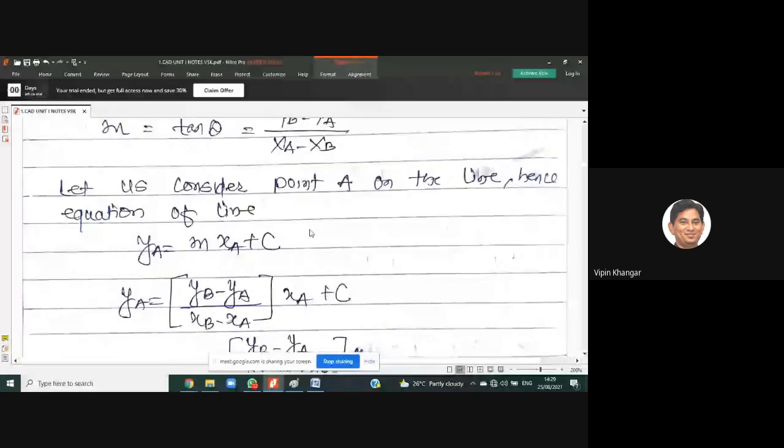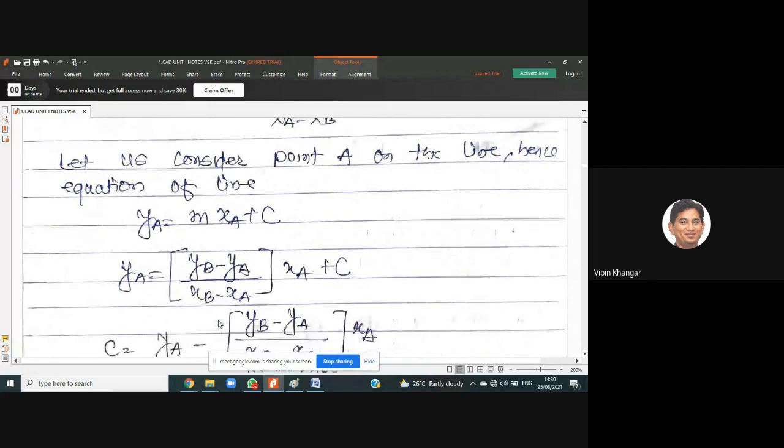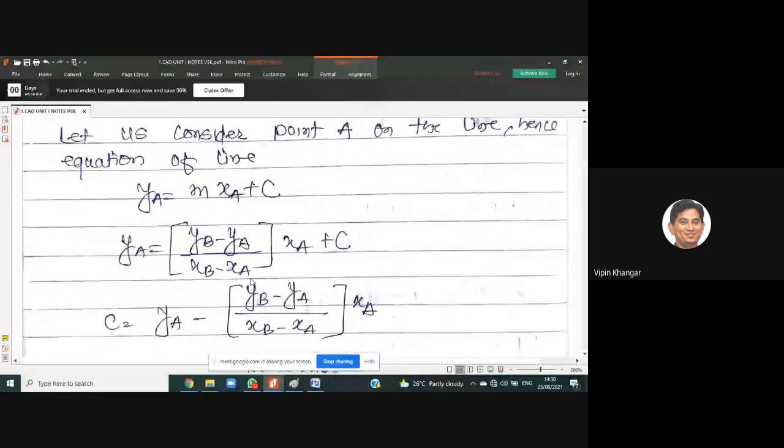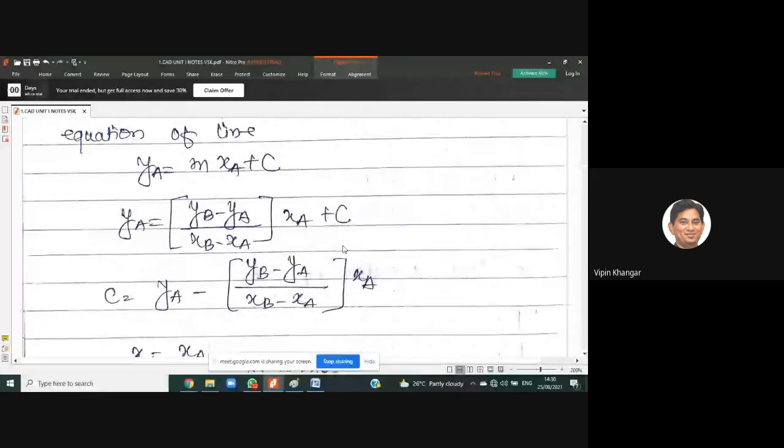So let us consider point A on the line, the starting point, which is represented by variable a. Now how can we define it in terms of the equation of line? For that we can write y is equal to m xa plus c, where xa is the starting point, so that we already have. By substituting the value of the slope, m is equal to tan theta, we can have (yb minus ya) upon (xb minus xa), into xa plus c. So we got the equation of y.